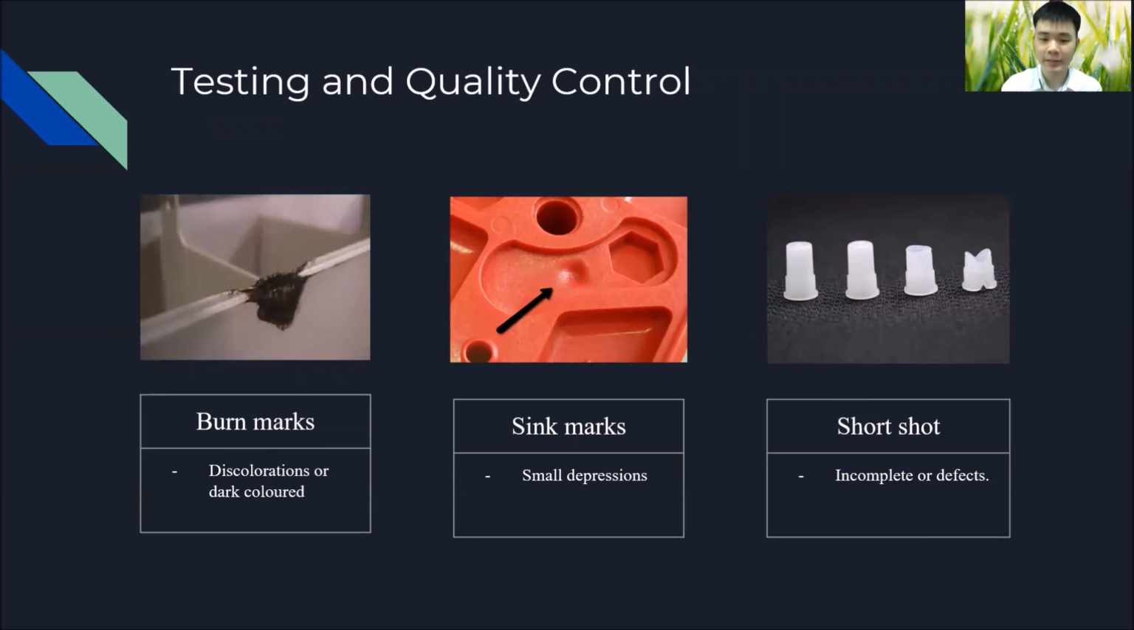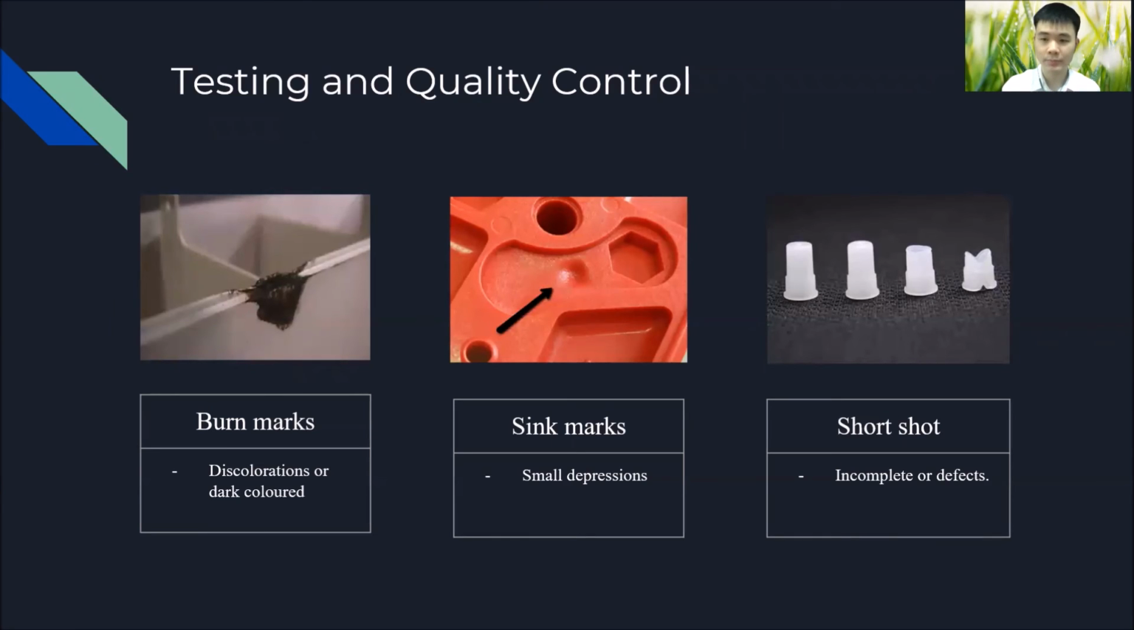Next is sink marks. Sink marks are small depressions formed in the mold. Sink marks occur when the molten plastic material cools down too slowly, which results in the outer material being pulled inwards before it has a chance to cool down completely, which causes a recession in the material.